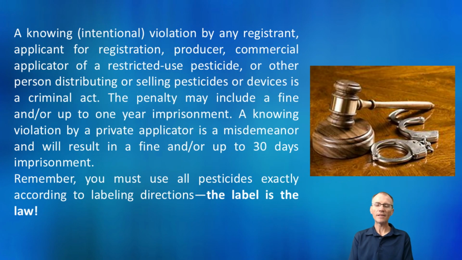A knowing, intentional violation by any registrant, applicant for registration, producer, commercial applicator of restricted use pesticide, or other person distributing or selling pesticides or devices is a criminal act. The penalty may include a fine and/or up to 1 year imprisonment. A knowing violation by a private applicator is a misdemeanor and will result in a fine and/or up to 30 days imprisonment. Remember, you must use all pesticides exactly according to labeling directions. The label is the law.